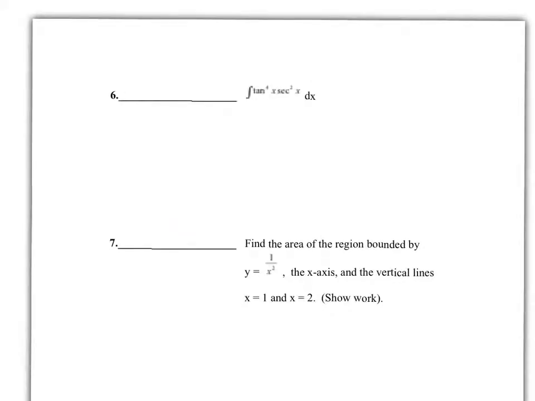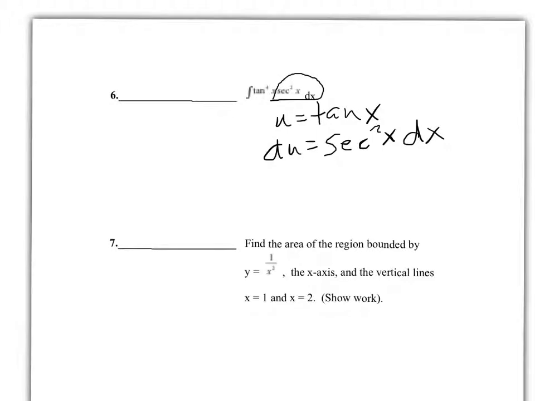Okay, number 6. Again, looks more like a power rule to me. Or not power rule, a u substitution. So let's see. I'm going to let u equal the tangent of x. And here's why. Because I know that the derivative of tangent is secant squared of x, which I have that very thing right there.